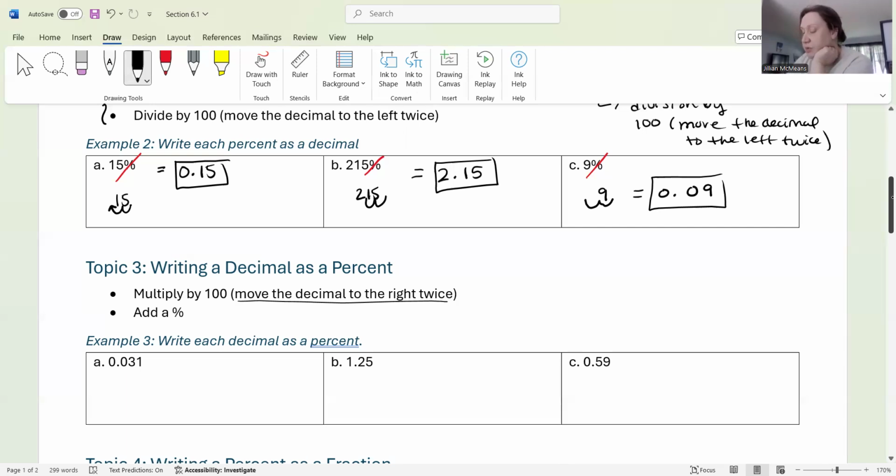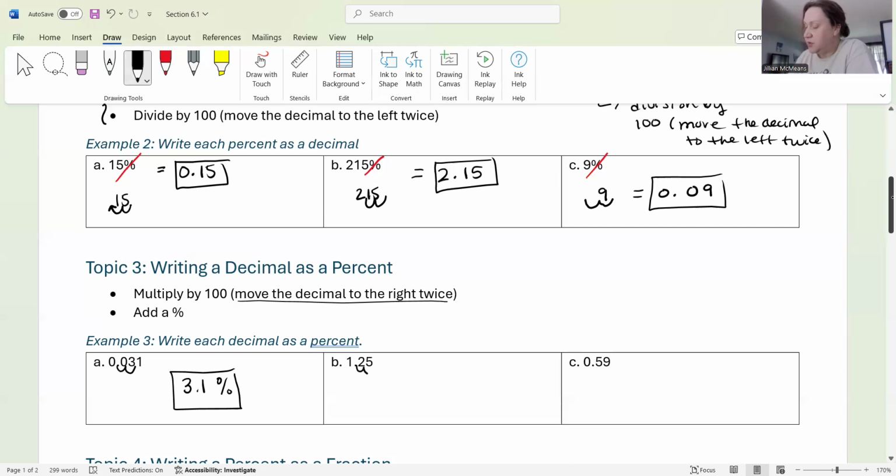So example 3 says write each decimal as a percent. So I've got 0.031. I need to move my decimal to the right twice. That gives me 3.1. And then you have to add the percent symbol. If you don't add the percent symbol, it's not correct, okay? So add your percent symbol and you are good to go. That's all there is to it, okay?